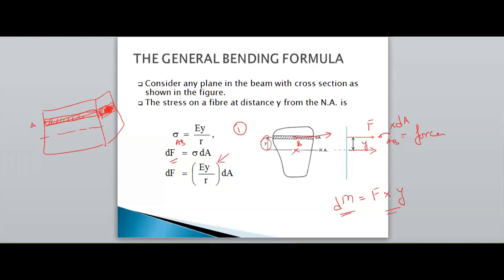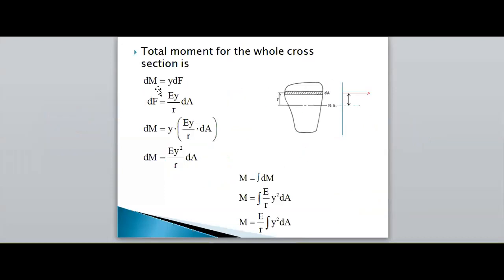So therefore, the small moment applied on the neutral axis due to this force is dF into y. Now substituting the dF value, I will get dM is equal to E into Y square by R into dA. That is the small moment occurring due to this small force.